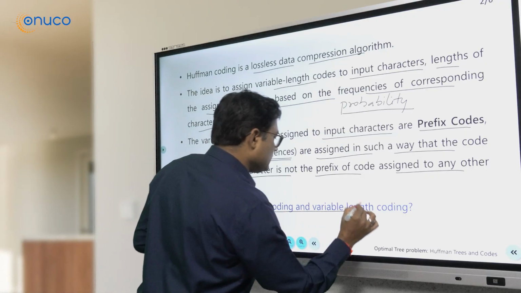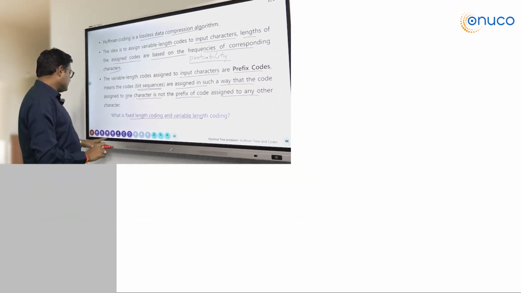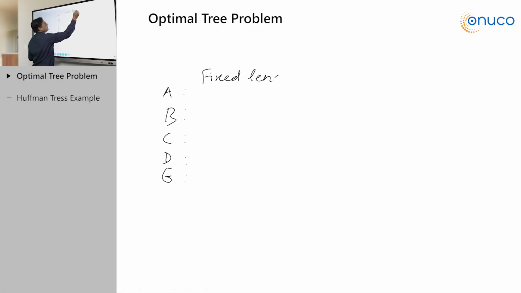I believe all of you got that. What is fixed length coding and variable length coding? Say, for example, here we have A, B, C, D, E, and say all of A, B, C, D, E have the same length. I am talking about fixed length encoding.